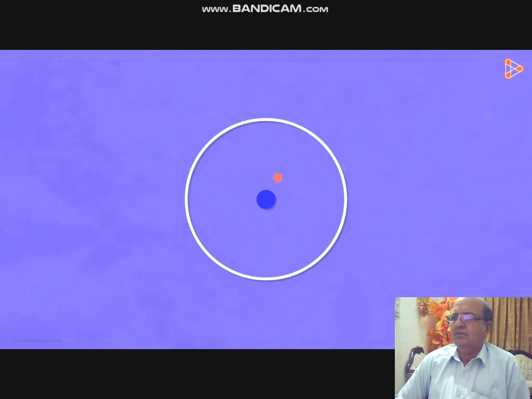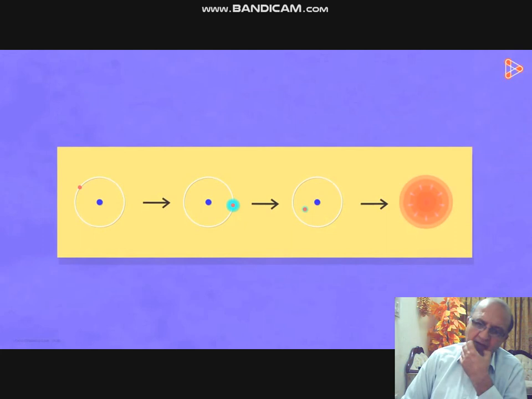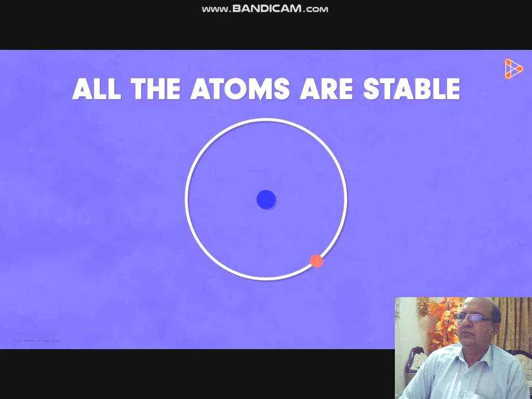This would result in high instability of the atom. But wait a second, all these things do not happen in an atom. And how do we know this? Because in nature, all the atoms are stable. That means the hypothesis put forth by Rutherford was also incorrect?